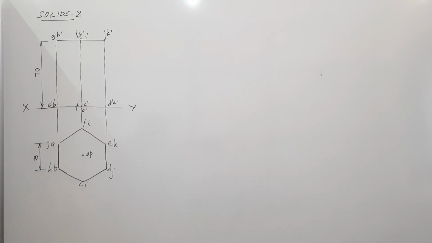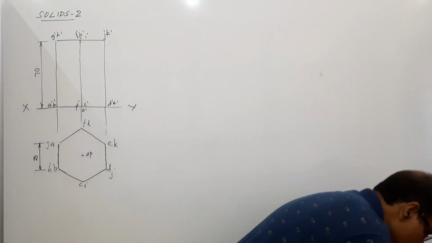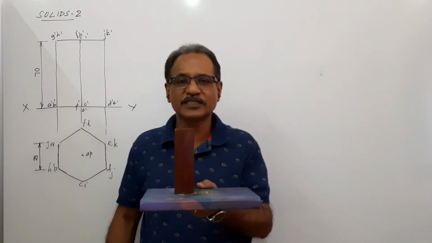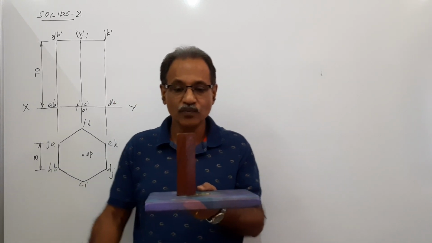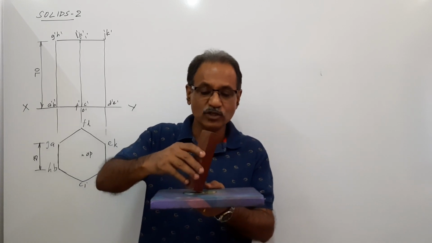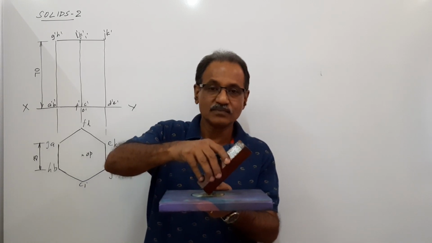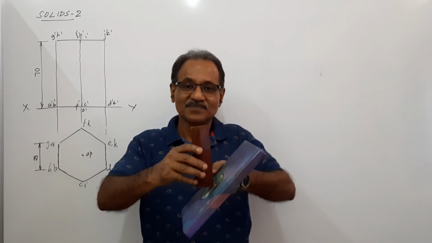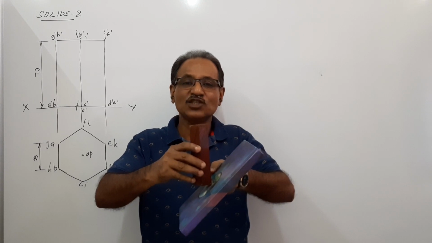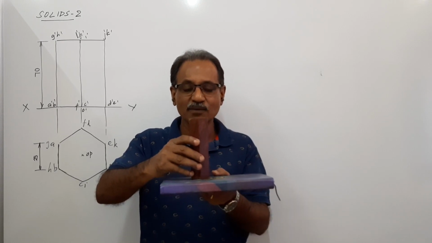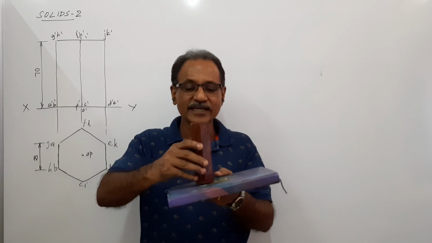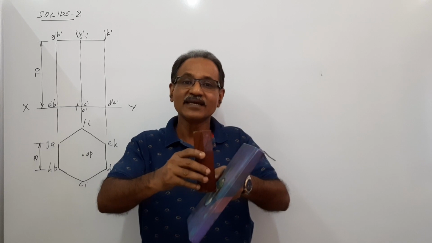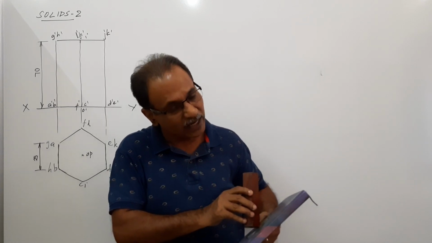You keep it like this, draw the simple position plan and elevation. Now, instead of tilting the object to the final position, tilt the HP to bring the final position. What is the angle between axis and HP? 40 degrees. What is the angle between axis and HP now? 90 degrees. Tilt HP so that the angle between HP and axis becomes 40 degrees. Then look perpendicular to this HP and draw a new plan.